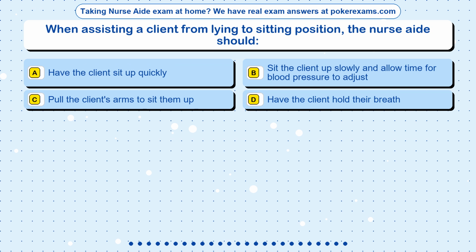Question 16. When assisting a client from lying to sitting position, the nurse aide should: Option A. Have the client sit up quickly. Option B. Sit the client up slowly and allow time for blood pressure to adjust. Option C. Pull the client's arms to sit them up. Option D. Have the client hold their breath.